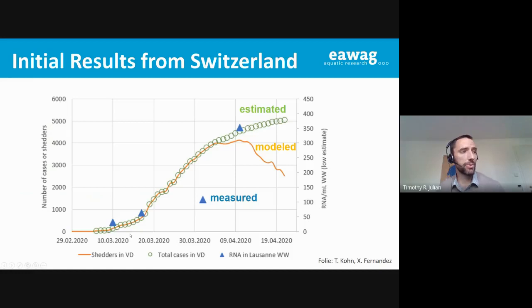So another thing we did is we also looked at Lausanne wastewater treatment. And what we see is, again, these quantitative or semi-quantitative concentrations, the RNA per mil wastewater estimate is on the right side of the y-axis, and on the left side is the number of cases or shedders. And what we plotted here was the total number of cases in the canton over time. And this is estimated based on clinical case data times 10, where we assume that 10% of people present as clinical cases. And then we estimate what their shedding pattern would look like based on the amount that's shed in the feces and the duration. So that's the modeled amount. And then we see the RNA that we measured in Lausanne over time.